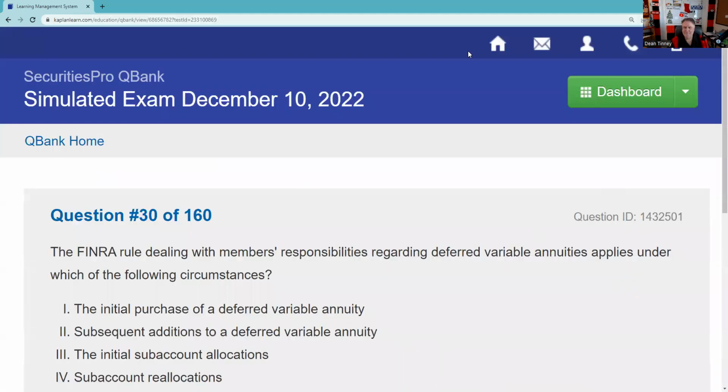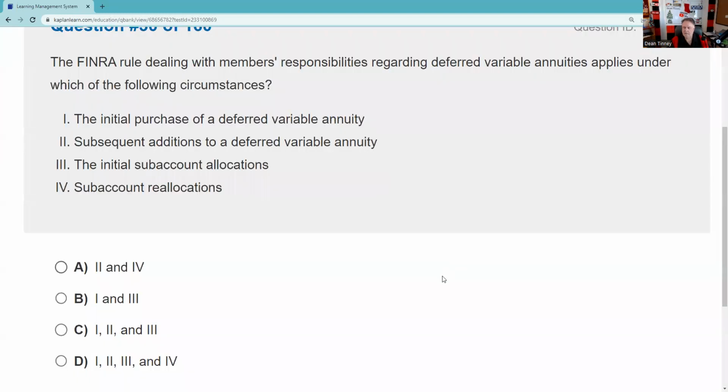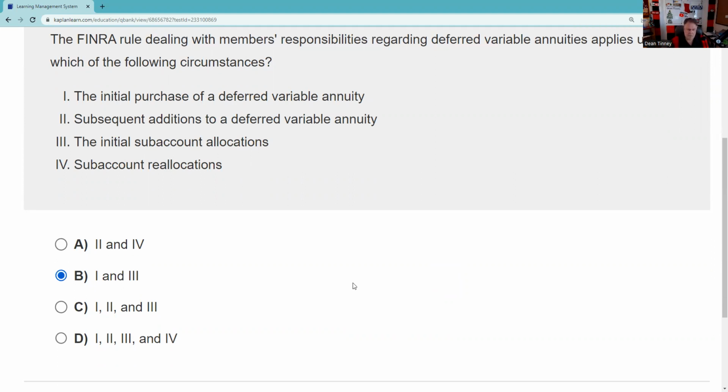Question 30. The FINRA rule dealing with members' responsibility regarding deferred variable annuities applies under which of the following circumstances? 1, the initial purchase of a deferred variable annuity? Absolutely. 2, subsequent additions? No. Every time they want to add to this thing, that's not relevant to the supervisory challenge. 3, the initial sub-account allocations. I think of a deferred variable annuity as a mutual fund with an insurance wrapper, and the separate or sub-accounts are mutual funds, so certainly there would be interest there in terms of our responsibility about suitability. So far 1 and 3. 4, sub-account reallocations? No, once you're underway and you want to reallocate, that's something we're not going to have a responsibility for. So it's 1 and 3.